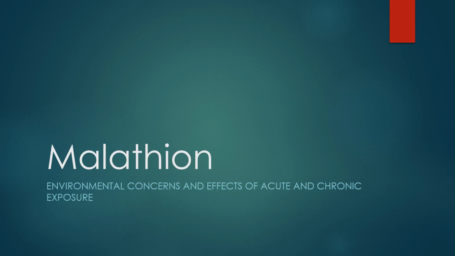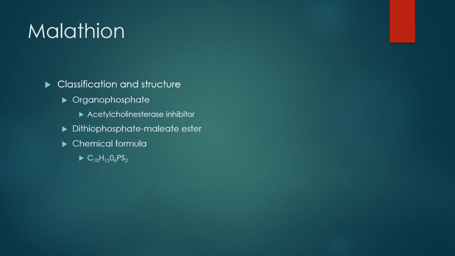We'll be talking about environmental concerns and effects of acute and chronic exposure. First, we'll talk about Malathion's classification and structure. Malathion is classified as an organophosphate. More specifically, it is an acetylcholinesterase inhibitor.